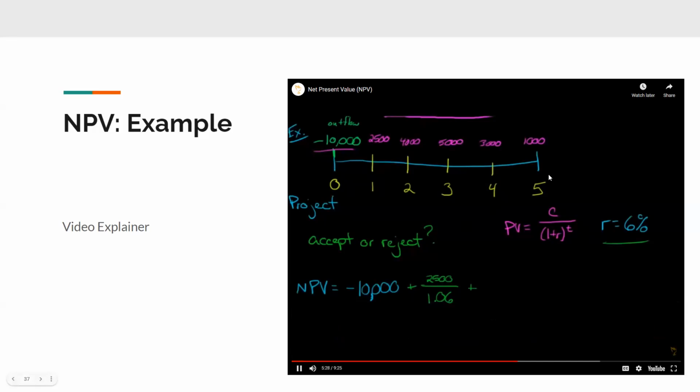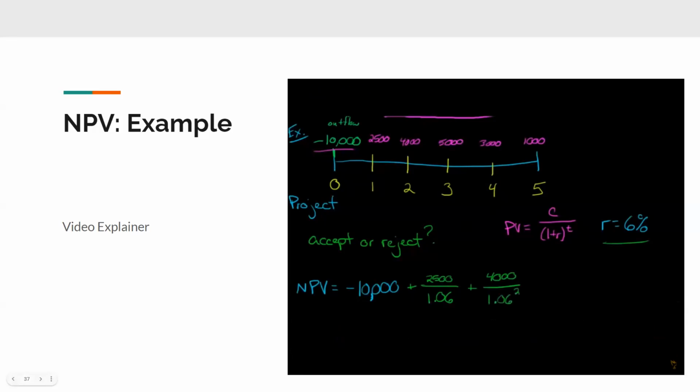Of $4,000, we're going to have to treat that as a separate cash flow. That's going to be discounted back 2 periods because that's 2 years from now. So it's to the second power, that T, the time period. Now for the third period, we've got 5,000 in terms of the cash flow, but we're going to have to discount that back 3 periods. And then at the end of year 4, we get $3,000, and we'll discount that back 4 periods. And then finally, at the end of the project, we get a cash inflow of $1,000, which will discount back 5 years.